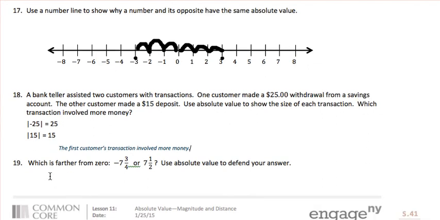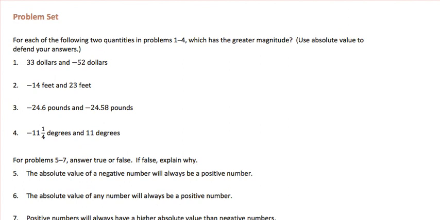And then finally, question 19, which is farther from 0, -7 3/4 or 7 1/2, and use absolute value to defend your answer. Well, the absolute value of -7 3/4 is 7 3/4, and the absolute value of 7 1/2 is 7 1/2. So -7 3/4 is further from 0. So we can see that absolute value is the distance or the magnitude away from 0, not the direction. Complete the problem set to practice on your own.